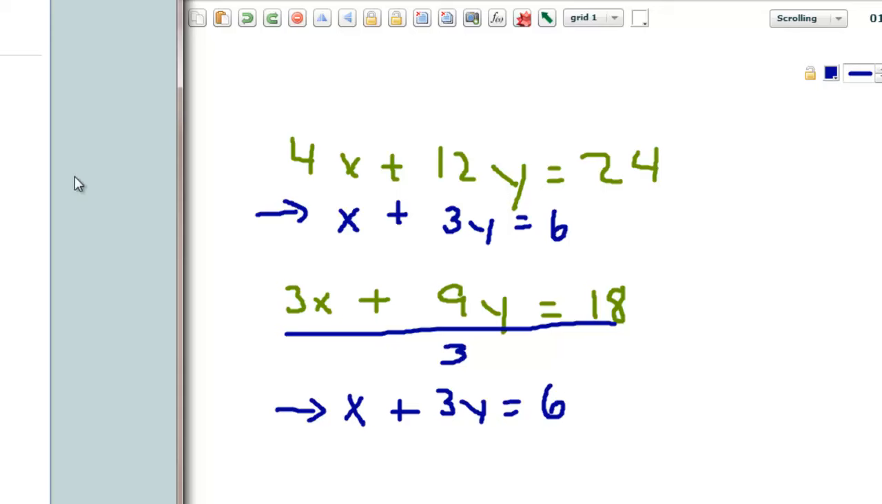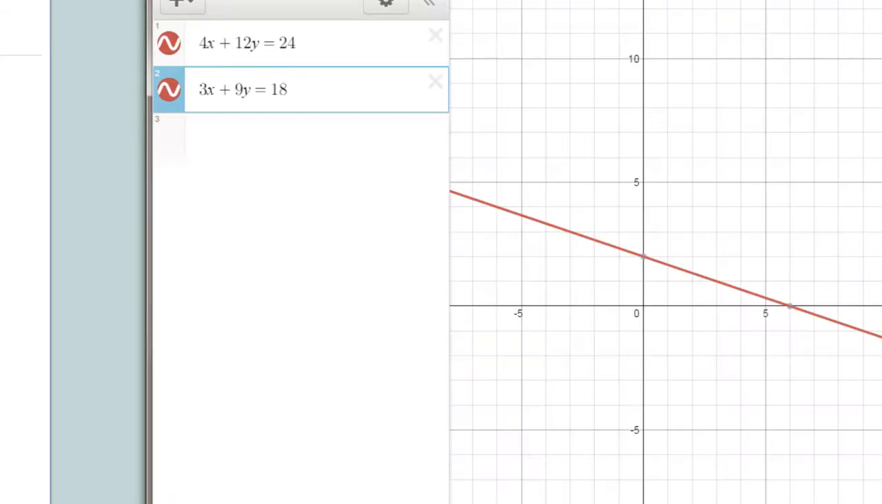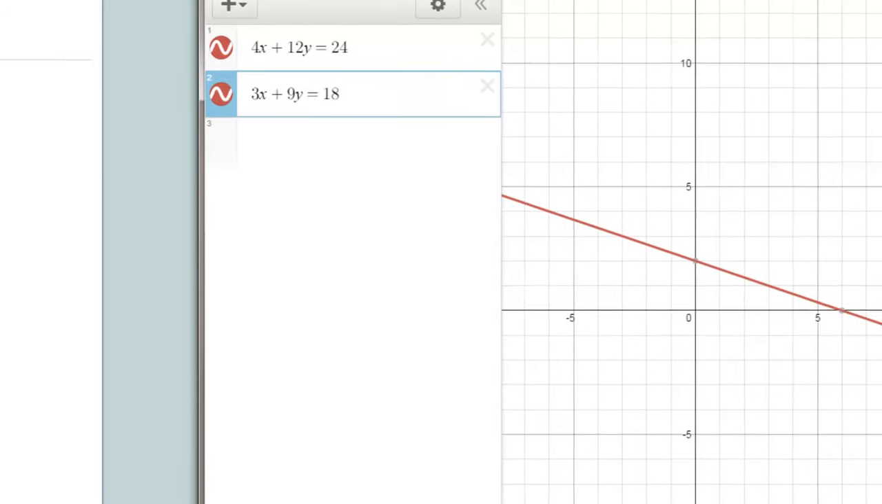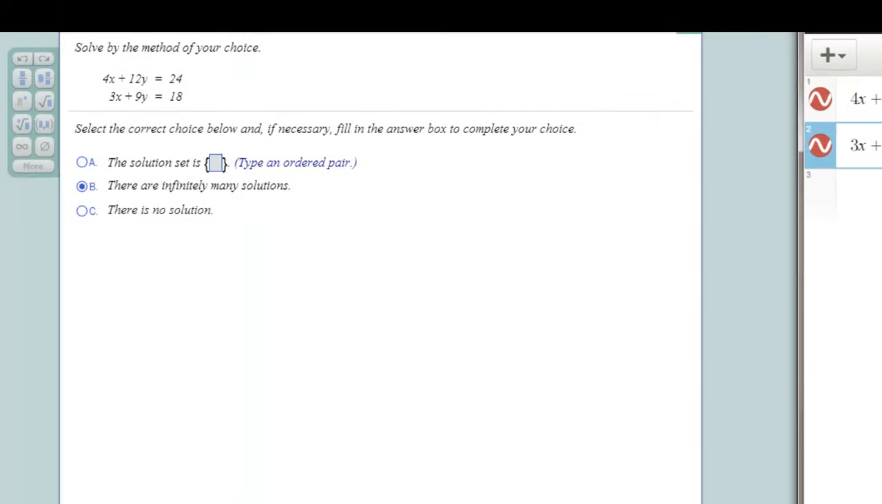All right, will that happen every time? No. But if you have equations like this, choose any method to solve, you can put them right here, and the intersection point is your answer. The thing is, with this one, the intersection point is every point, and that's why there's an infinite amount of answers. All right, let's check out the next question.